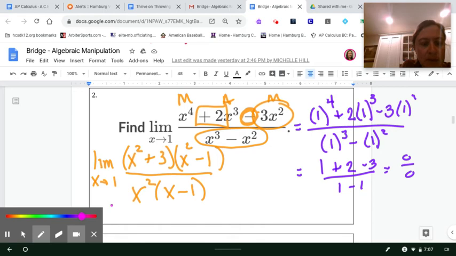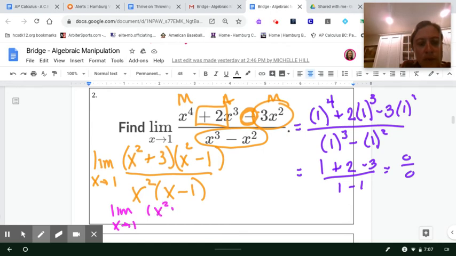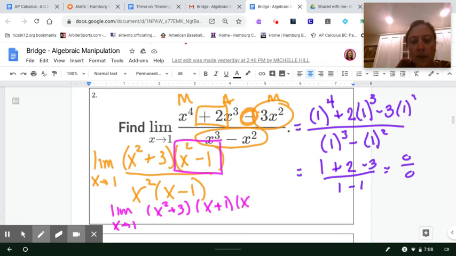So let's rewrite this limit. I might be running out of room here. This is x squared plus 3. Now you'll notice this bear here can get factored again. It is a difference of 2 perfect squares. So I've got x plus 1 and x minus 1 all over x squared and x minus 1. And then you'll notice you can simplify the x minus 1s, and now we'll reevaluate our limit.